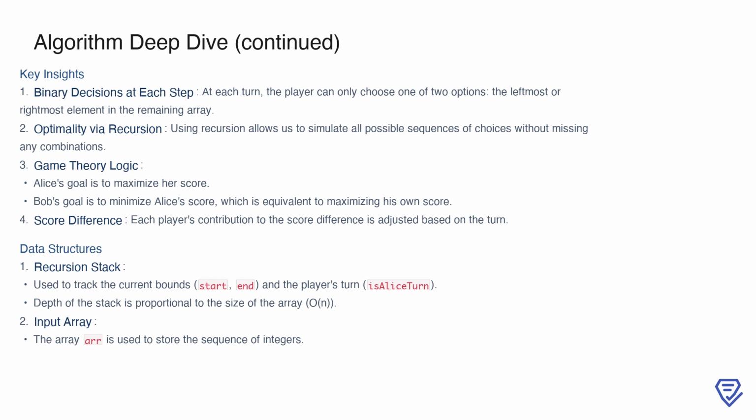The score difference is adjusted dynamically depending on whose turn it is, ensuring that the recursive function correctly models the competition. The recursion stack plays a critical role here, storing the current bounds of the array and the turn information. This stack grows proportionally to the size of the array, making the space complexity of the recursive approach directly tied to the input size. Additionally, the input array itself remains unchanged and is simply referenced during the recursive calls. These insights highlight how the algorithm systematically explores all possible outcomes using recursion.